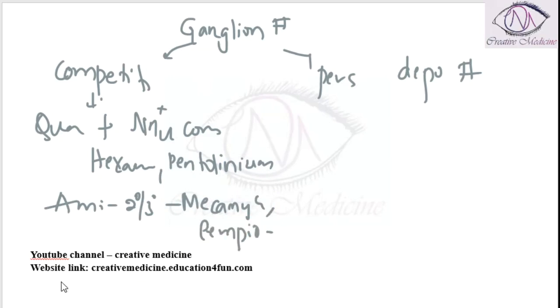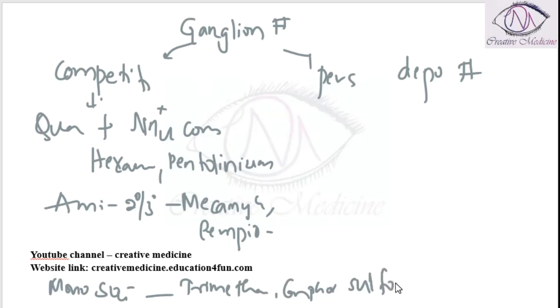Then we have monosulfonium compounds. Monosulfonium compounds include trimethaphan and camphorsulfonate. Trimethaphan and camphorsulfonate are the competitive blockers.